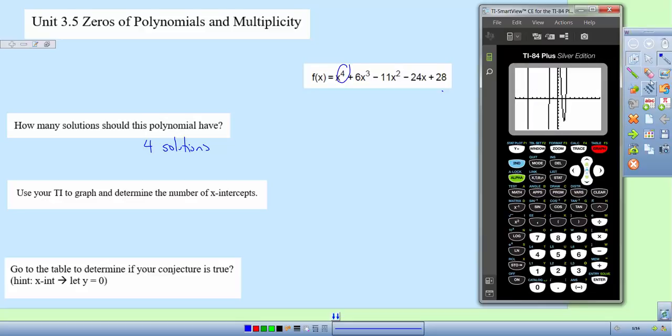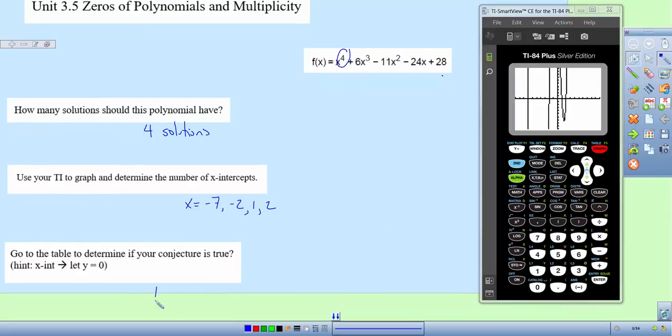y-axis. So we can see, just guesstimating, it looks like I have an x-intercept at negative 1, 2, 3, 4, 5, 6, 7. I have one at negative 2. I have one at positive 1 and at positive 2. So then what I can do is I can go to my table.